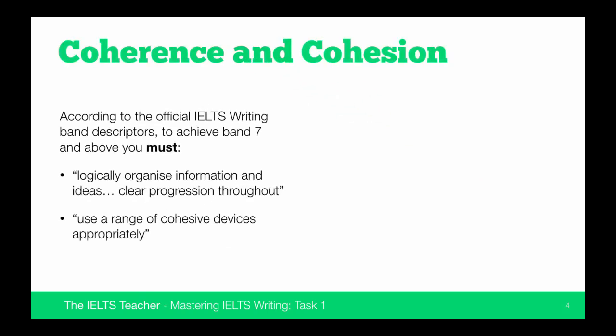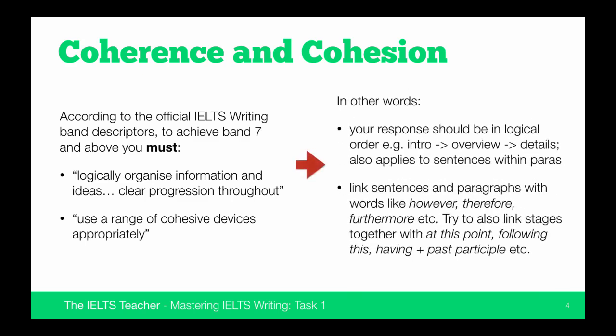How about coherence and cohesion? Again, to achieve a band 7 and above, you must logically organize information and ideas and show a clear progression throughout the response. And you must also use a range of cohesive devices appropriately. In other words, your response should be in a logical order, which is easy to follow. We'll look at this in a bit more detail later, but the easiest structure is to start with the introduction, then move to the overview, and then move to the detail paragraphs.